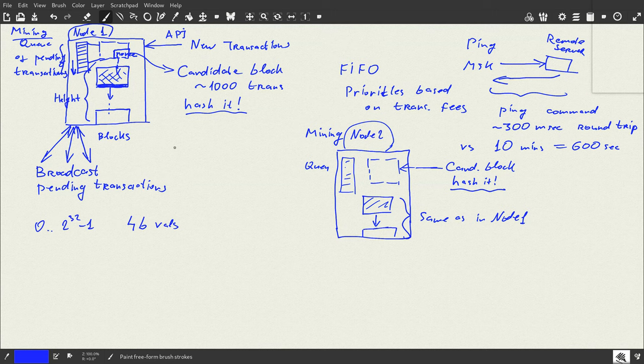In that case, some other extensions of the nonce field are permitted. Apart from nonce itself, you can tweak a little bit the timestamp, and you can tweak some other fields which are nonce extensions. 32-bit are not enough yet. So I would like to dwell on this a little bit more.